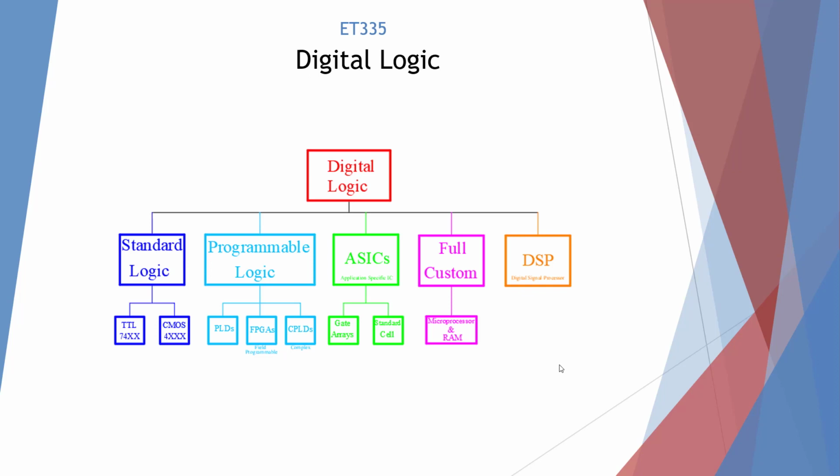Here's a diagram of the digital logic family. So our standard logic will be our TTL and CMOS, the single IC, programmable logic, PLDs, FPGAs, field programmable gate arrays, and complex PLDs. ASICs, which are custom made in the factory, the programmable are programmed after the fact. And a full custom would be a microprocessor and a RAM, which is specially designed for application. And then we have digital signal processors, we're basically converting digital to analog and back.